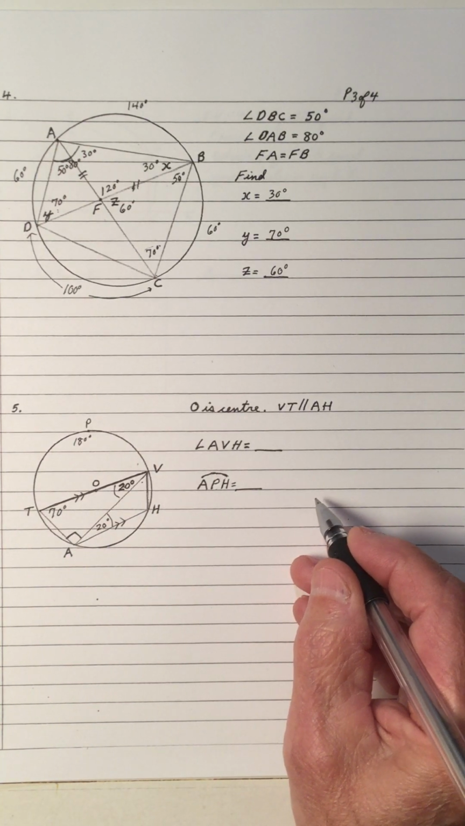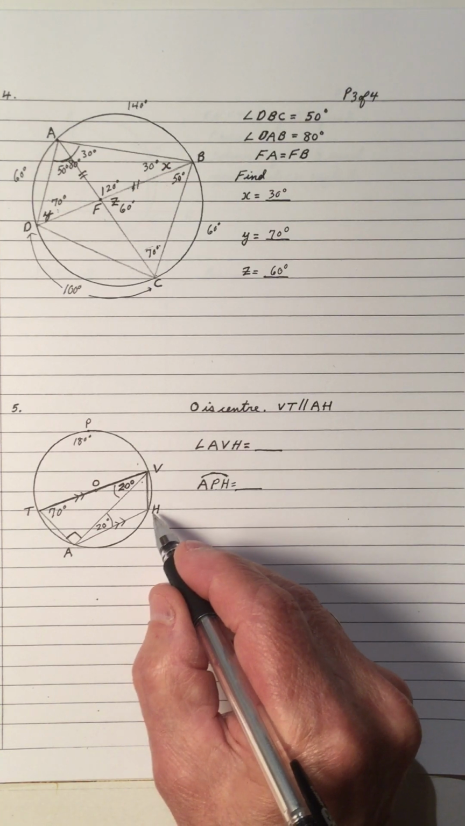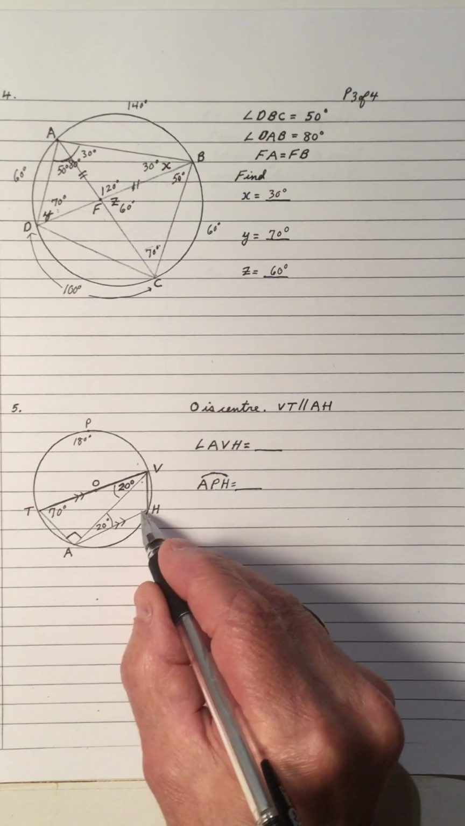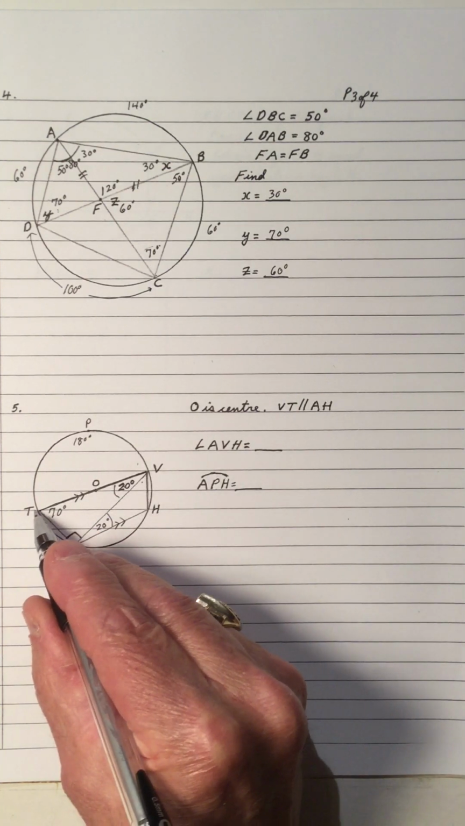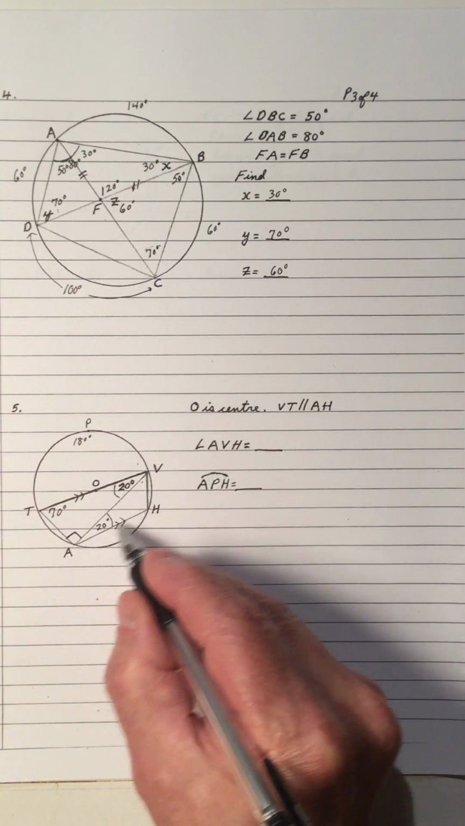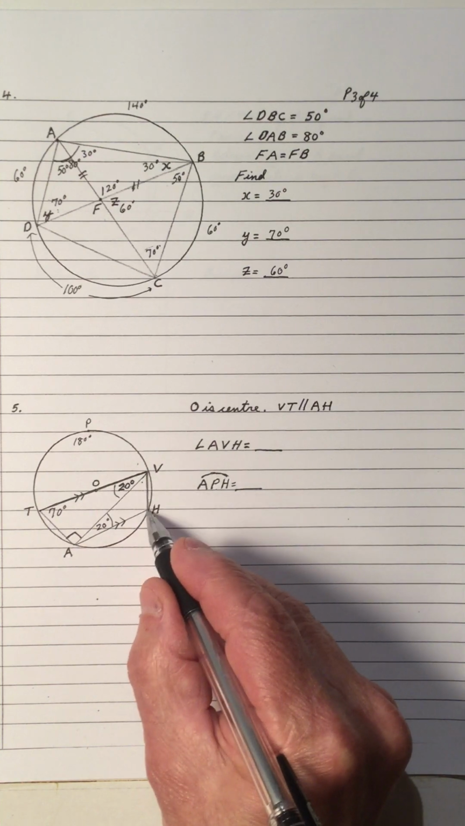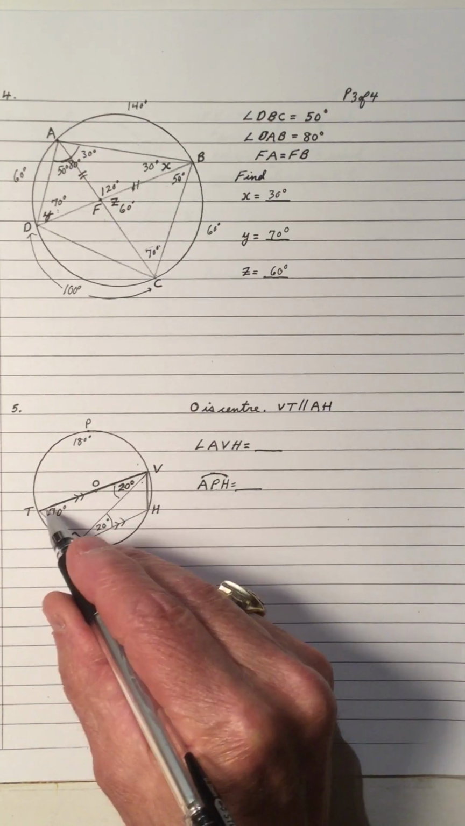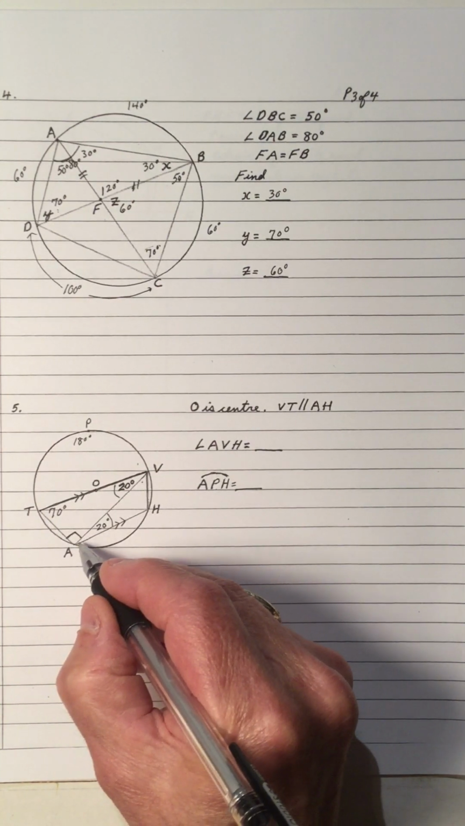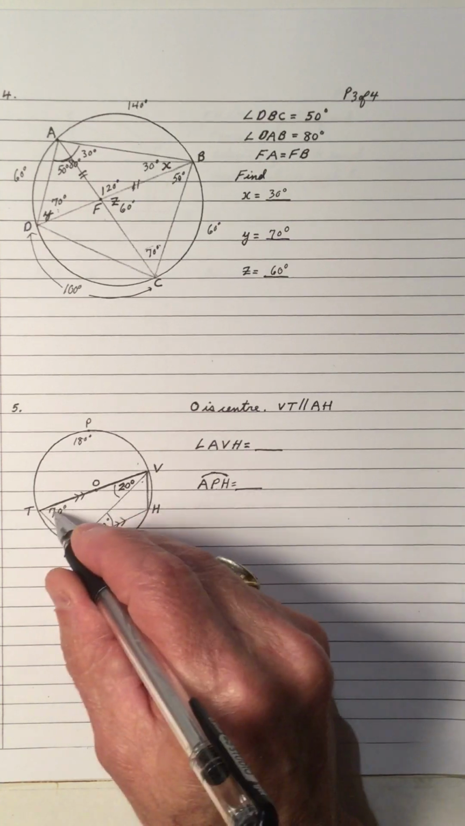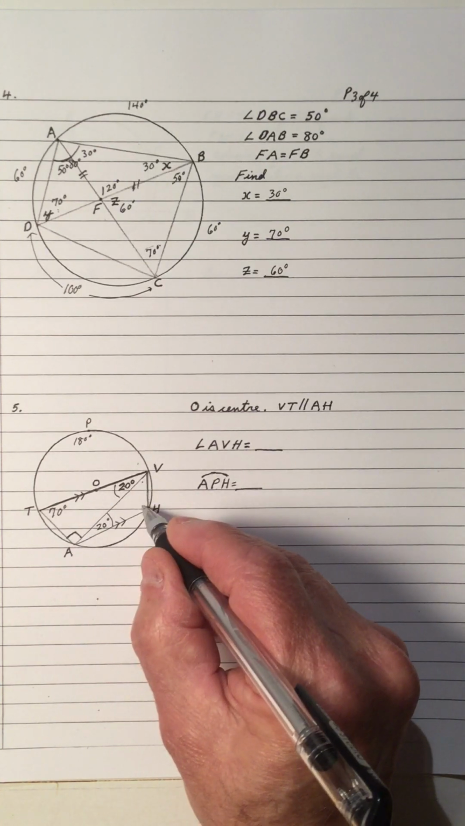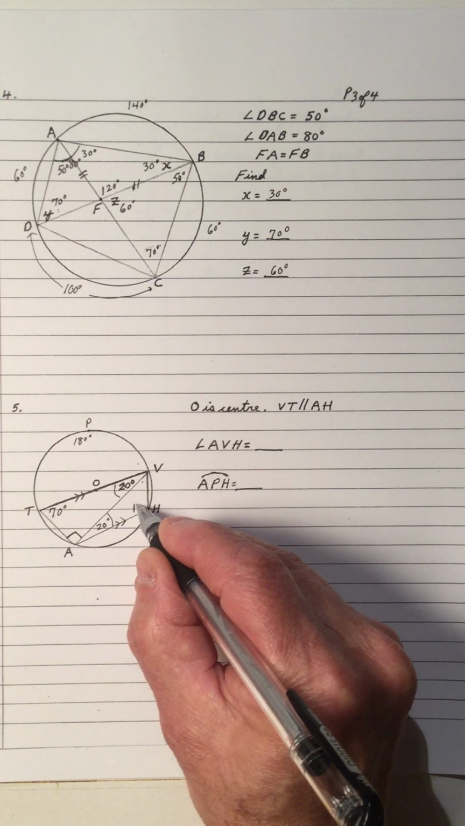Now, several ways we can go about getting what this one is. TVHA is a cyclic quad because TVHA lie on the circle. So that means this is a cyclic quad. Opposite angles are supplementary. So this angle here is 110.